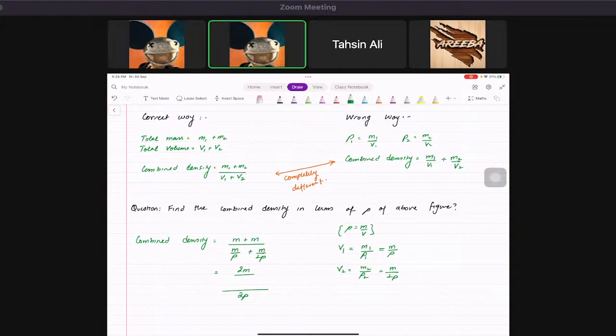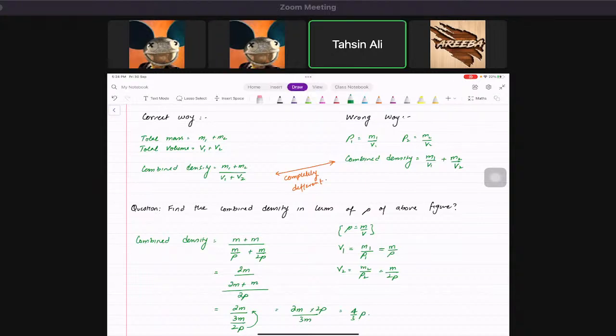Okay, now you can take basically the LCM here. This will be 2m and that's going to be just m, right? So then this makes the equation 2m divided by 3m divided by rho. Now basically this will be multiplied on top, so m and m will cancel out, so basically 2m times 2 rho over 3m, so this is going to be 4 over 3 rho, and that's your answer in terms of rho. Do you understand?